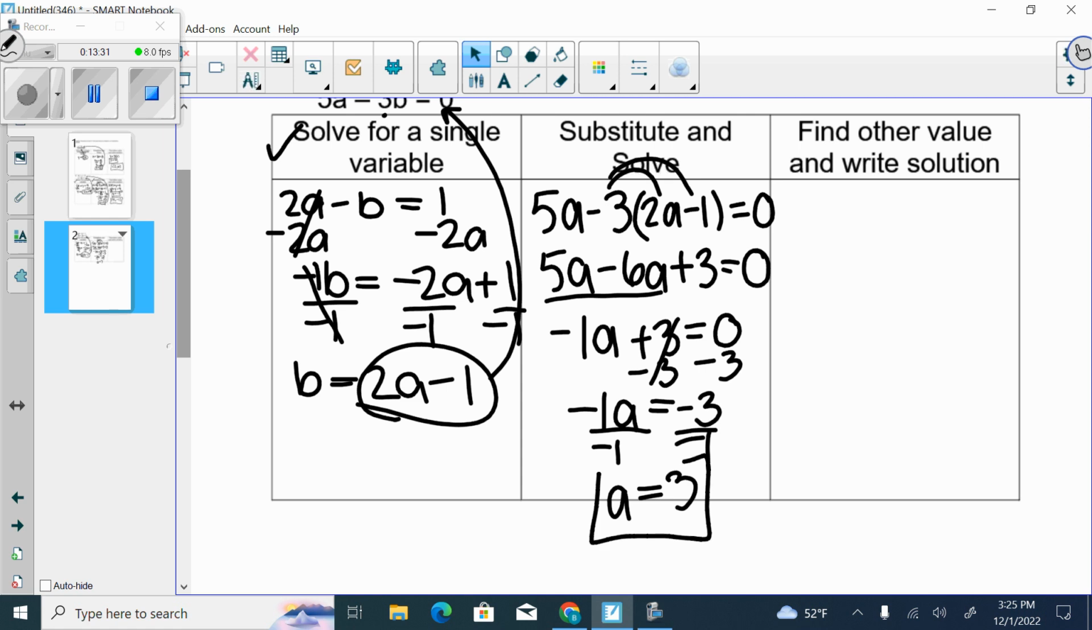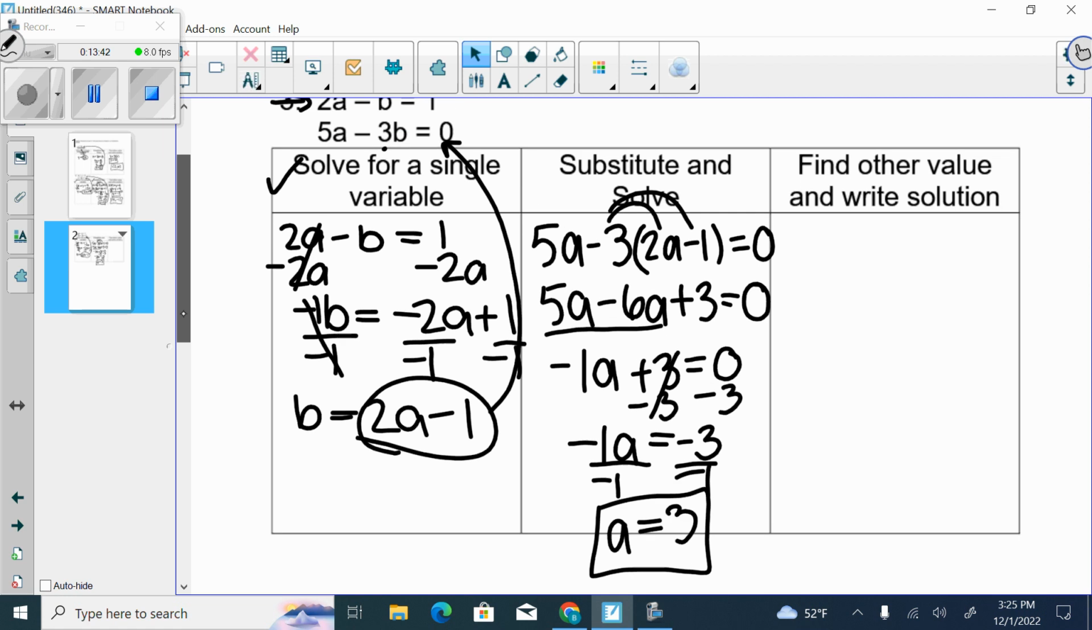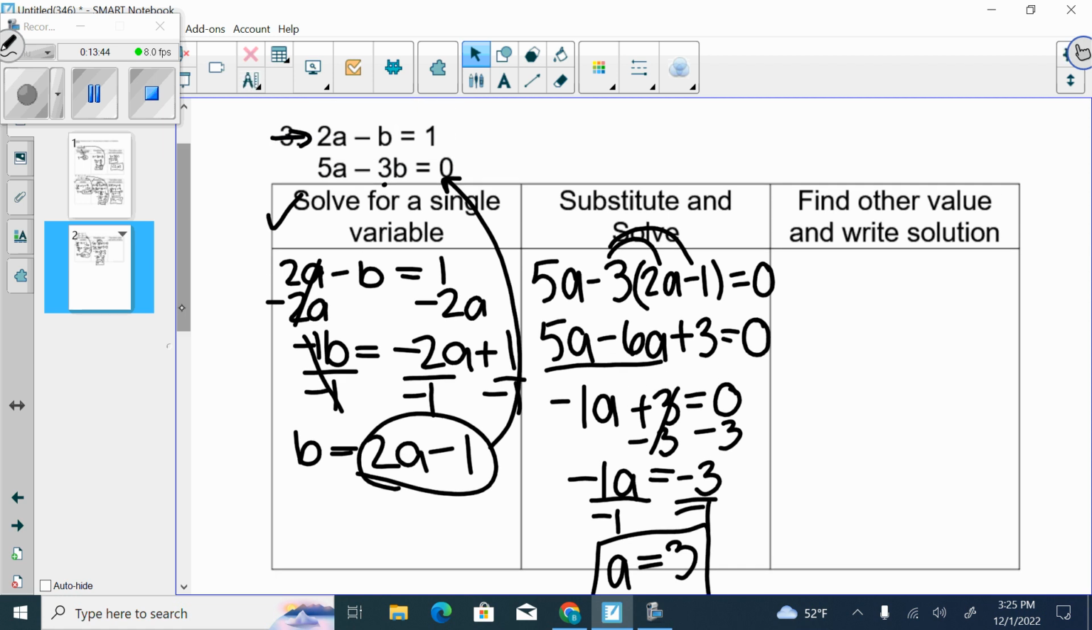All right, so we found a. Now we just need to find b. And what do I do with this a so that I can find b? Right, go plug it in. And it doesn't matter which one, so either one. So do you guys want to use the top equation or the bottom equation? Top. Okay, so I'm going to take this, and I'm going to plug it into that top equation.